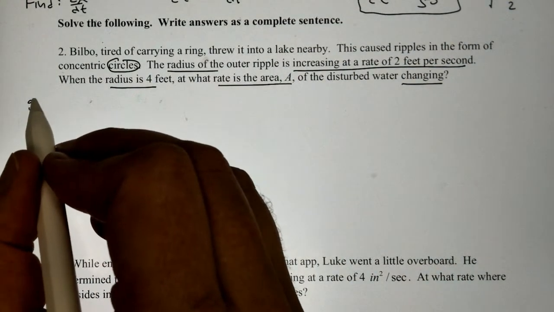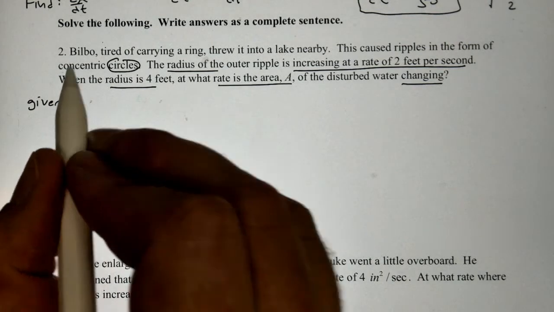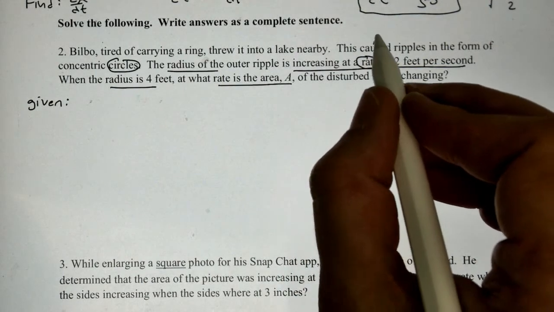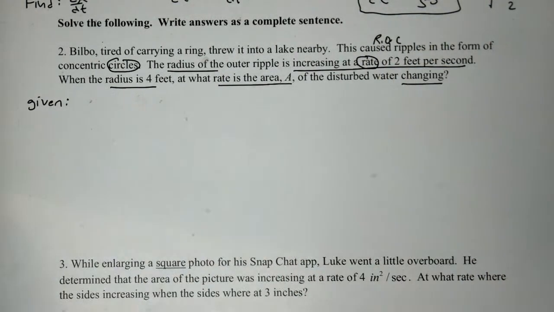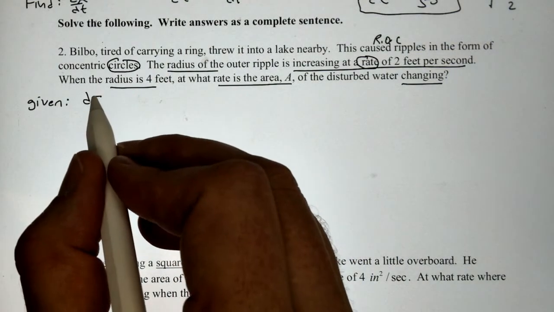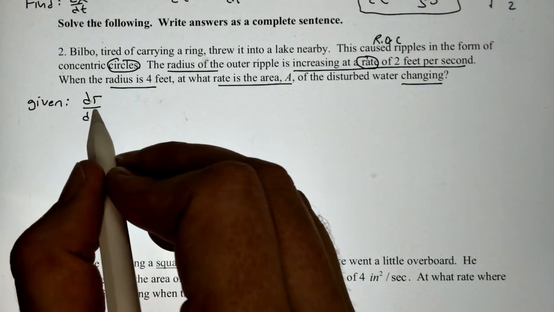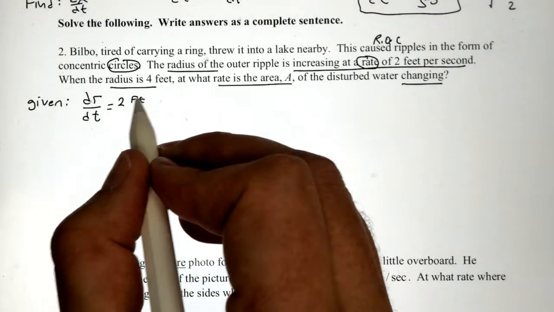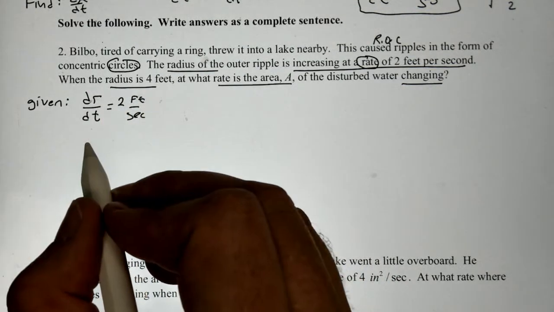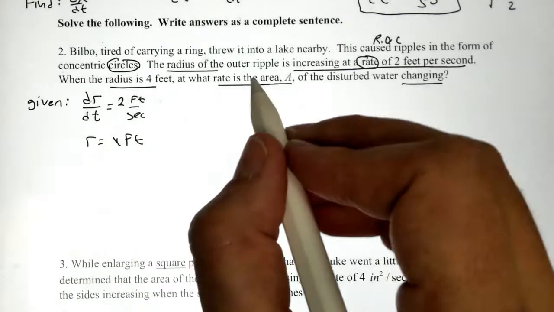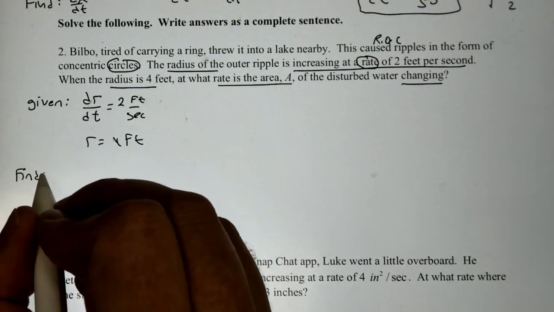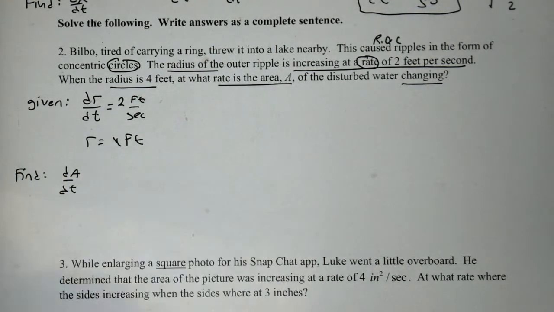So the first thing we're going to do is list out the givens. So what do they tell me? That the radius is changing at a rate. Anytime we see a rate, that's a rate of change for us. That for us means a derivative. So they're telling me about the change in radius, dr/dt, the change in radius with respect to time, because they tell me 2 feet per second. When the radius is 4 feet, they're asking us at what rate is the area of the water changing. So now they're telling us what to find: the change in area of the water.